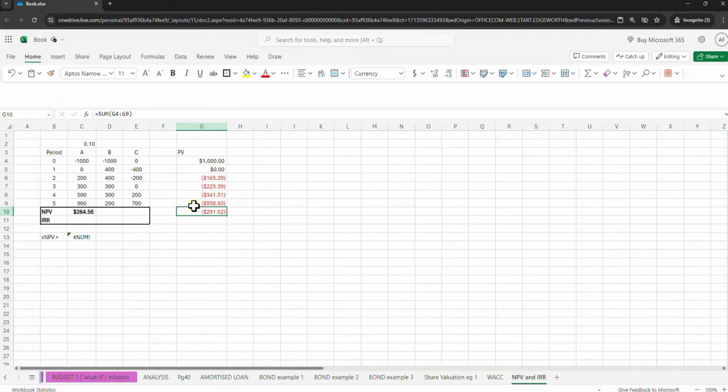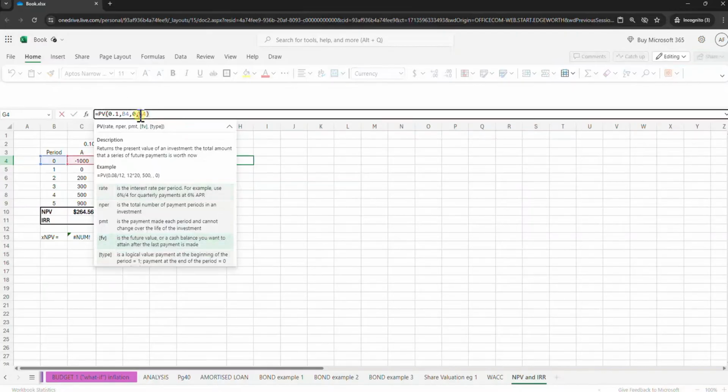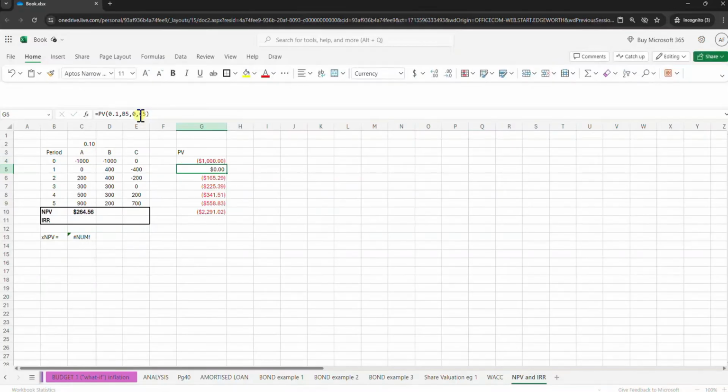It should be 291.02. Right, this you can calculate on your calculator. This needs to be negative, hey? Negative, yeah. What did I use here? PV, PV of C4, which is negative, so we need to make it a negative. That needs to be a negative. Copy all of that. Okay, that's better.